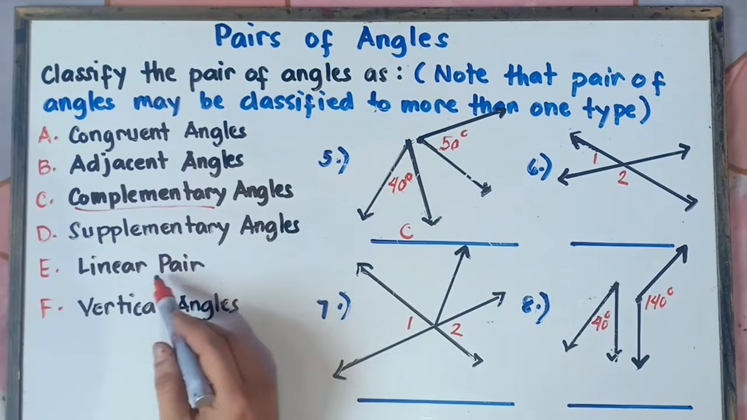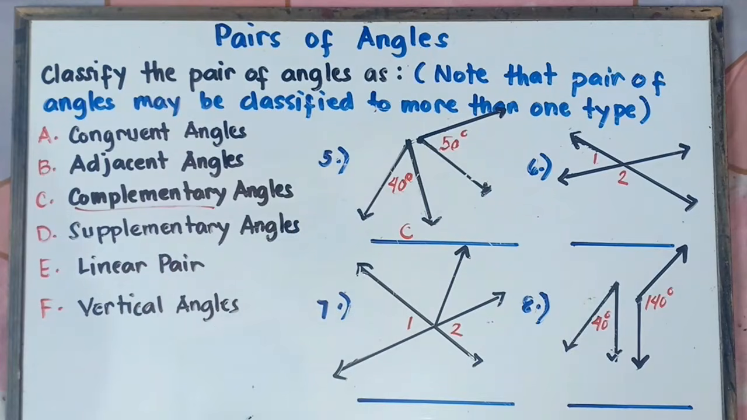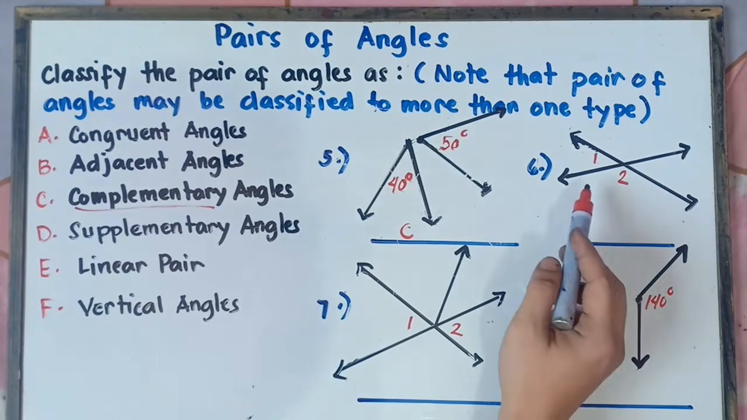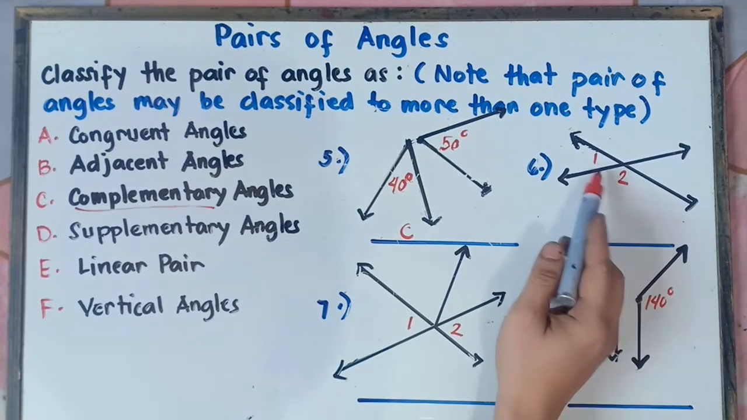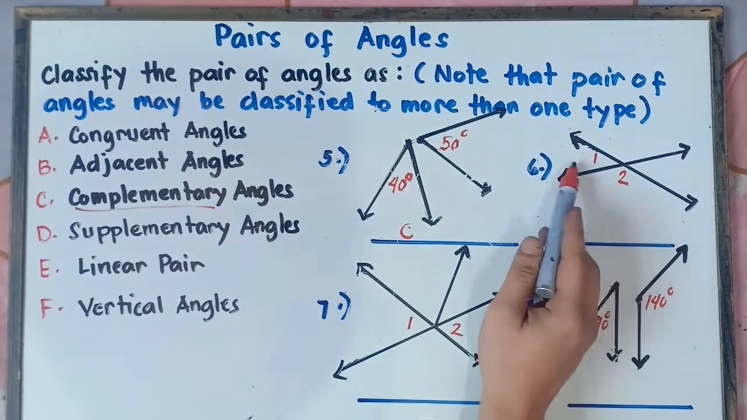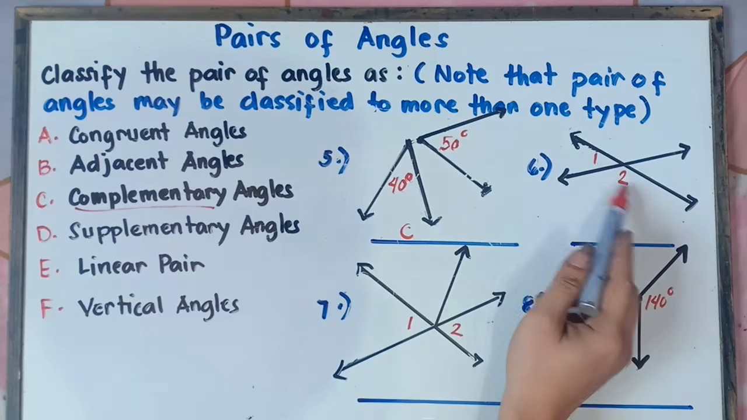Nope. You can never call this one linear pair. And then you can never call this one vertical angles. Alright, so number 6. Can we call this one congruent angles? Nope. You can never call this one congruent angles because you don't have the exact measure.